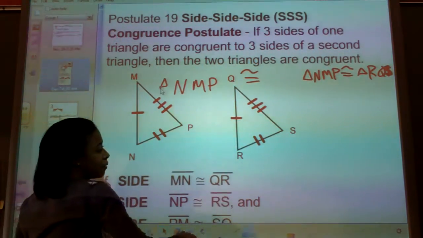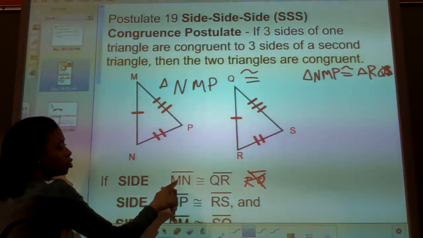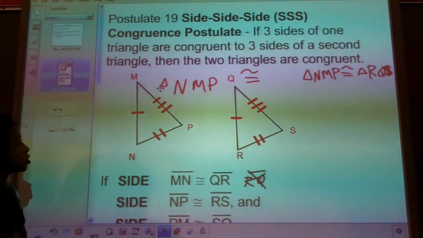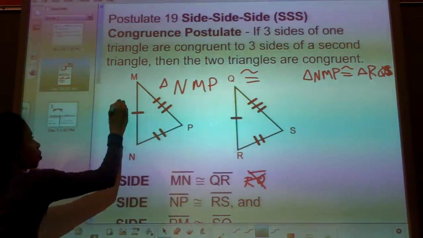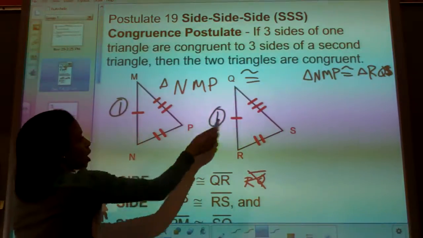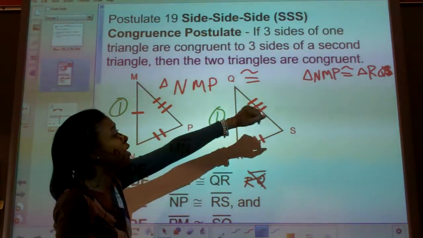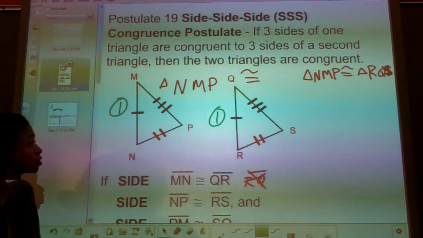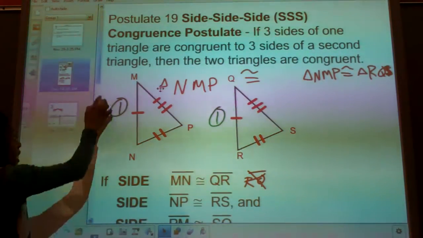So, for example, if I have side MN, I know it's congruent to QR. I do not say RQ. That's incorrect because Q corresponds to M, N corresponds to R. Also, so far I have one side that's congruent, 1, 1. Now I need two more sides for both of these triangles to be congruent, to say these two triangles, NMP is congruent to RQS. So I have shown, so far, that one side on each of these triangles are congruent. Let's look at the next.